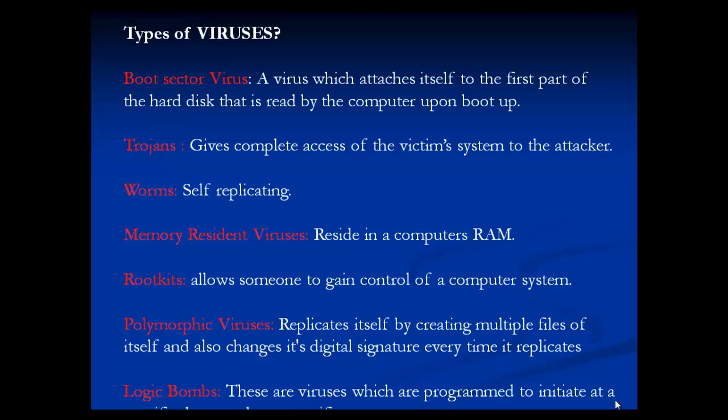The next one is polymorphic viruses. These polymorphic viruses replicate themselves by creating multiple instances of the virus. At the time of creation of these multiple instances, they give a different digital signature to each and every instance of the virus. So it becomes a bit hard for an antivirus to detect it as a virus.